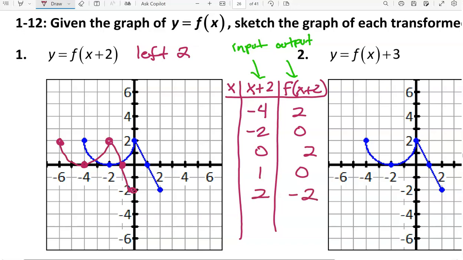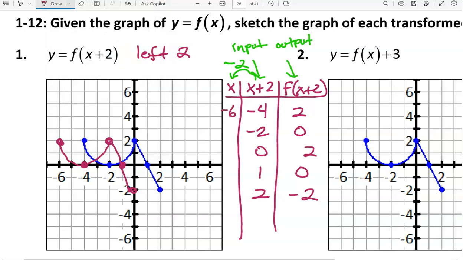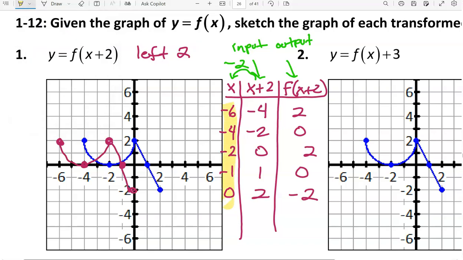In order to move from x plus 2 to x, we have to subtract 2. So -4 minus 2 is -6. -2 minus 2 is -4. 0 minus 2 is -2. 1 minus 2 is -1. And 2 minus 2 is 0. And what you'll notice is that the x and y pairs are the points on the graph given to the right. So you can use either approach.